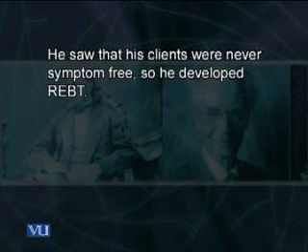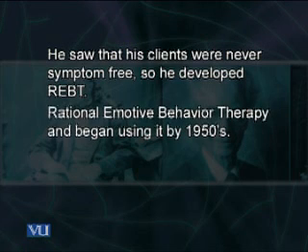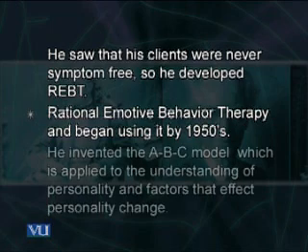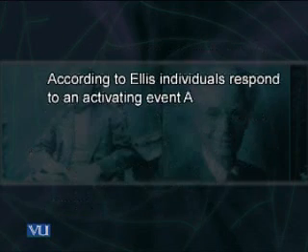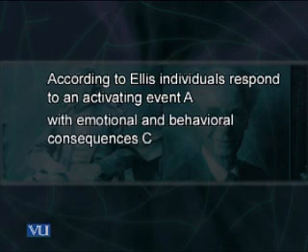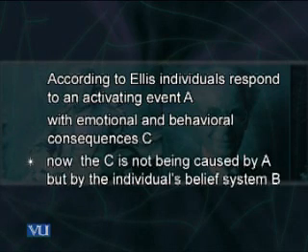He saw that his clients were never symptom-free, so he developed REBT, Rational Emotive Behavior Therapy, and began using it by 1950s. He invented the ABC model, which is applied to the understanding of personality and factors that affect personality change. According to Ellis, individuals respond to an event A with emotional behavioral consequences C, and now the C is not being caused by A but by the individual's belief system B.